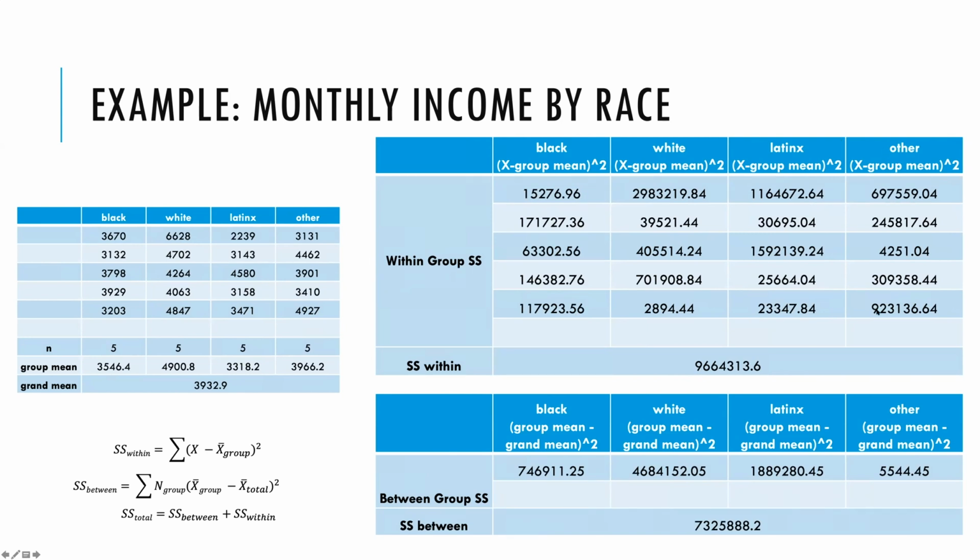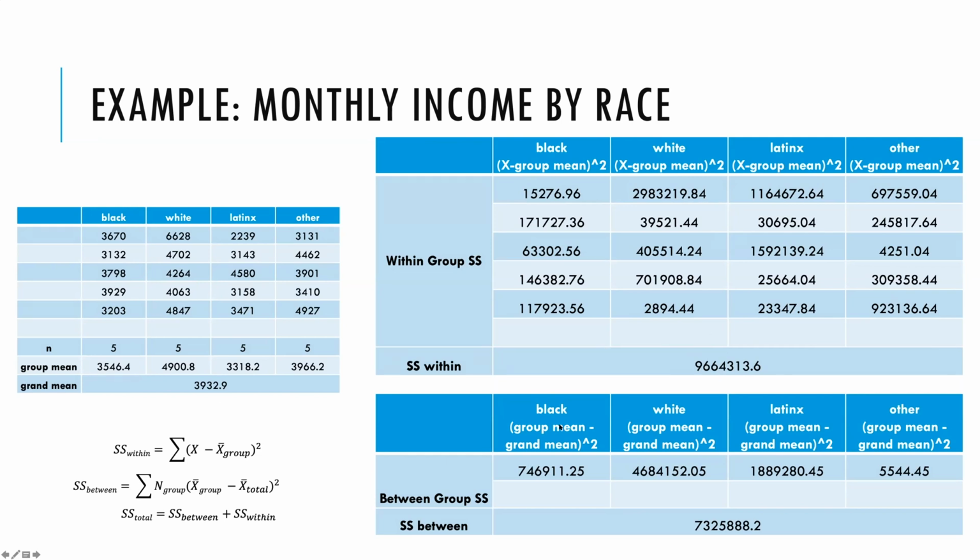You see how this can take forever? This is just 20 people. That's way too small a sample for anything. Imagine if you had 100 or 200 or 500, right? It'd be forever. So we have a sum of squares within, right? We just add all of those deviation scores up.